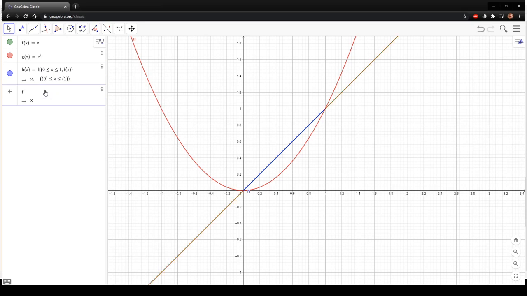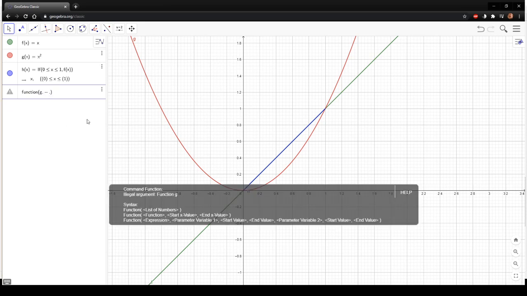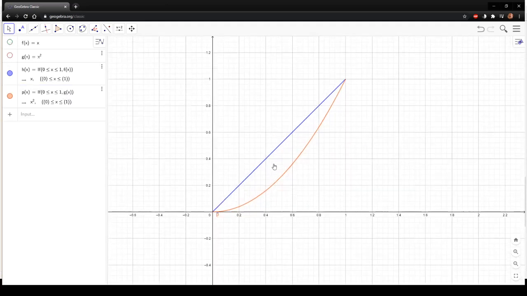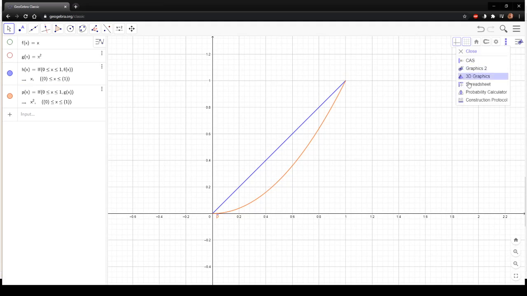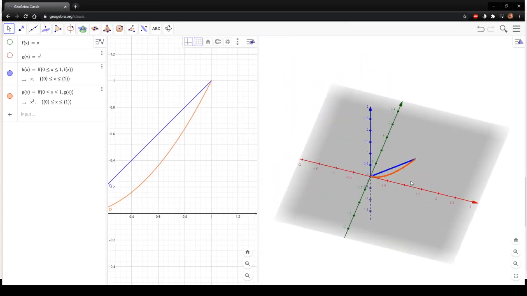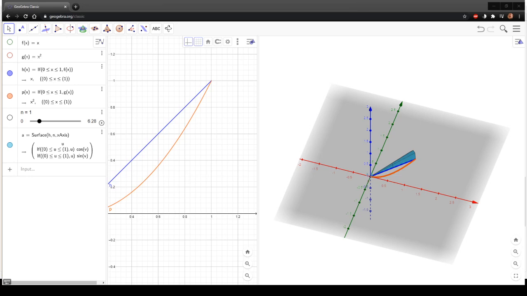So I'm going to isolate the bits that are between 0 and 1. And I need a comma, not a period. There we go. Turn those off. Open up the 3D Graphics tab. Now start up a slider to give the angle of the revolution. And make a surface associated with these two curves. And we are rotating it around the x-axis.